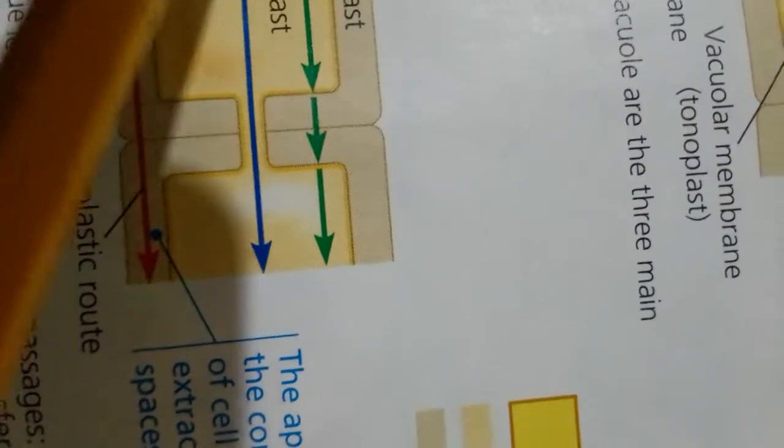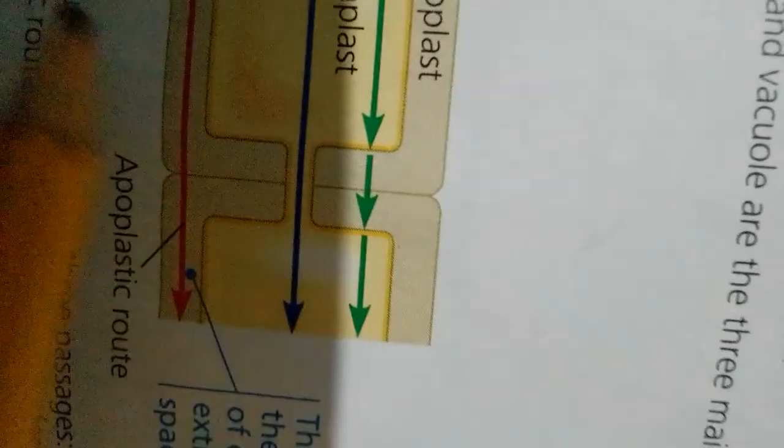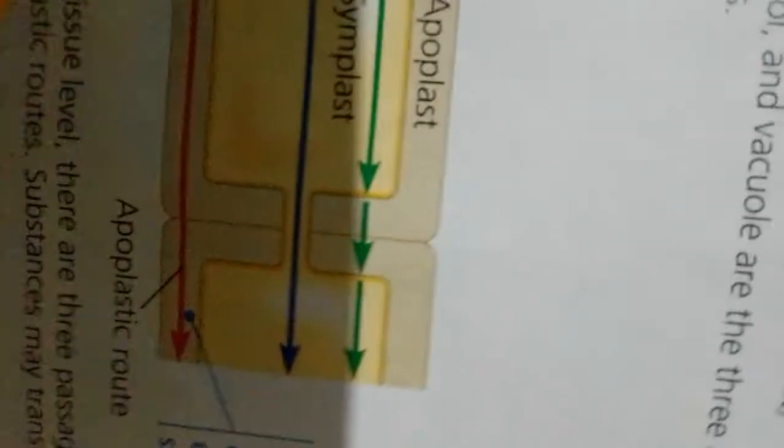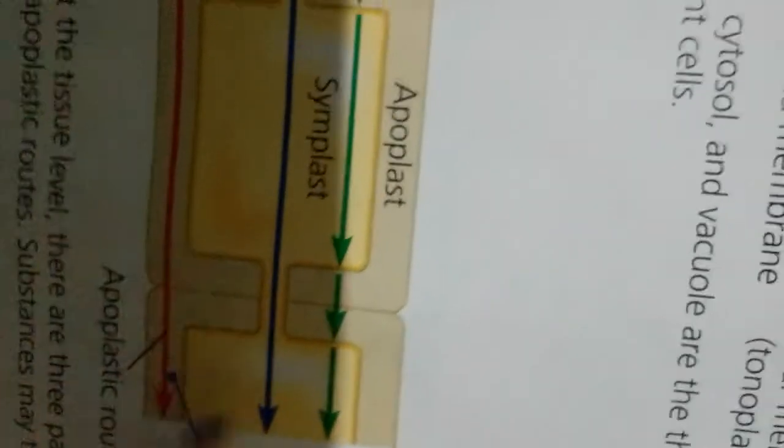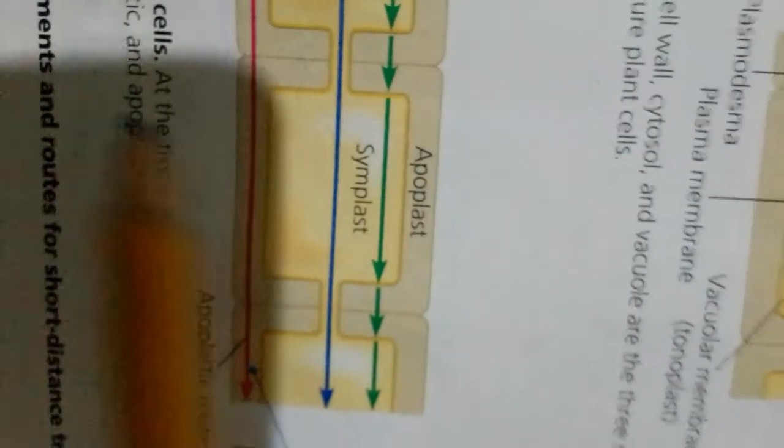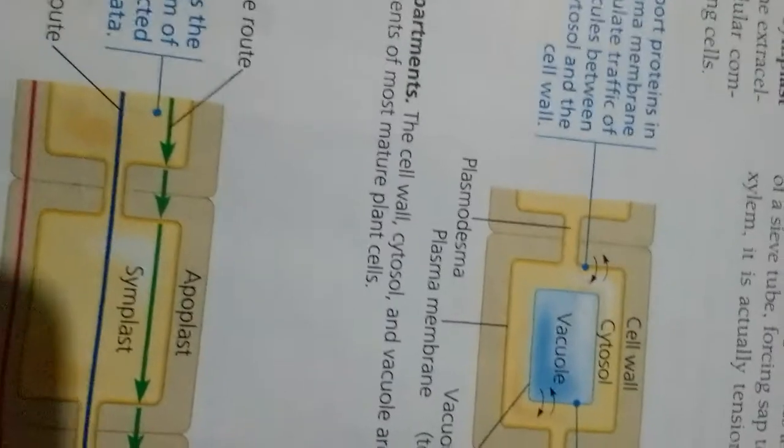Symplastic route and transmembrane route. The symplast is the continuum of cytosol connected by plasmodesmata. The apoplast is the continuum of cell walls and extracellular spaces. Apoplastic route. Transport routes between cells at the tissue level: there are three passages, the transmembrane, symplastic, and apoplastic routes. Substances may transfer from one route to another. These represent cell compartments and routes for short-distance transport.